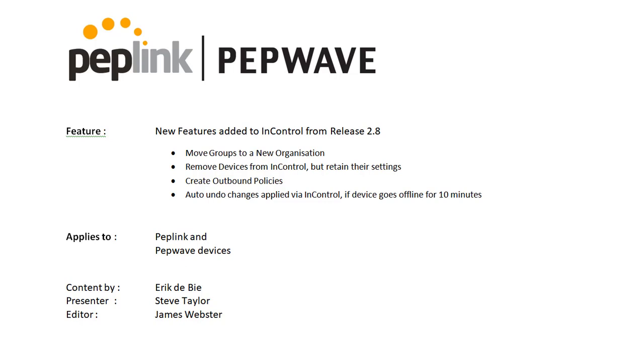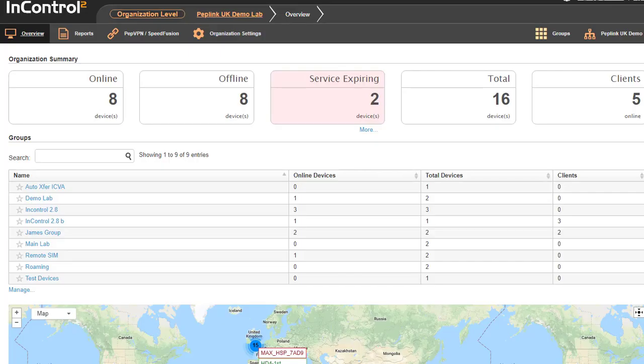First, I'm going to show you how to create a new organisation by moving groups from an existing organisation. We're going to remove a device from InControl and retain its InControl settings. We're going to create an outbound policy using InControl, and then if a device cannot reach InControl within 10 minutes after it received a configuration change from InControl, the device will roll back automatically.